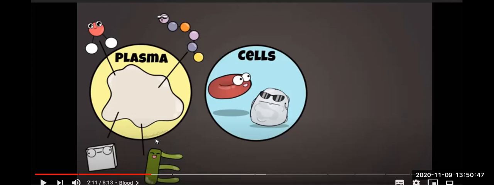Now, the other part of the blood is cells. The cells are basically your red blood cells and white blood cells, yes or no? Now, when you talk about red blood cells, see these red blood cells. They are responsible for transportation of oxygen, yes or no? Because they consist of something called hemoglobin.